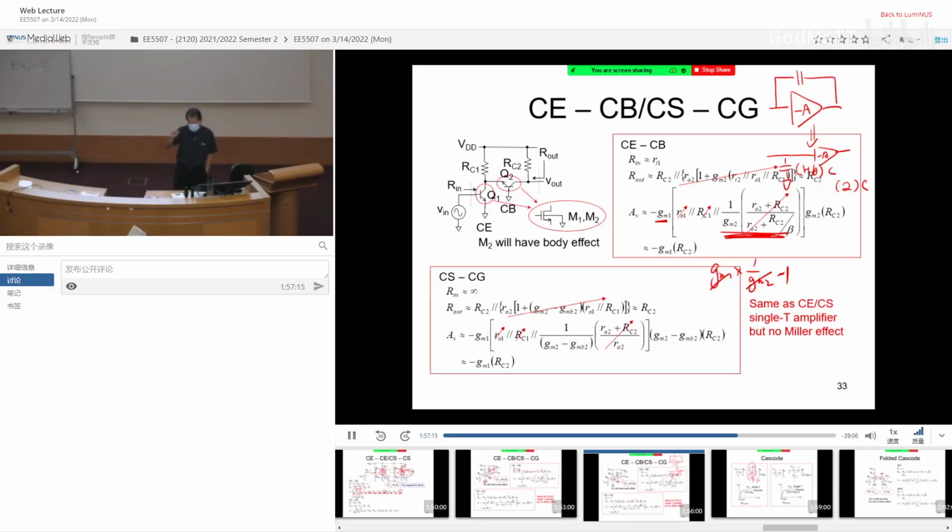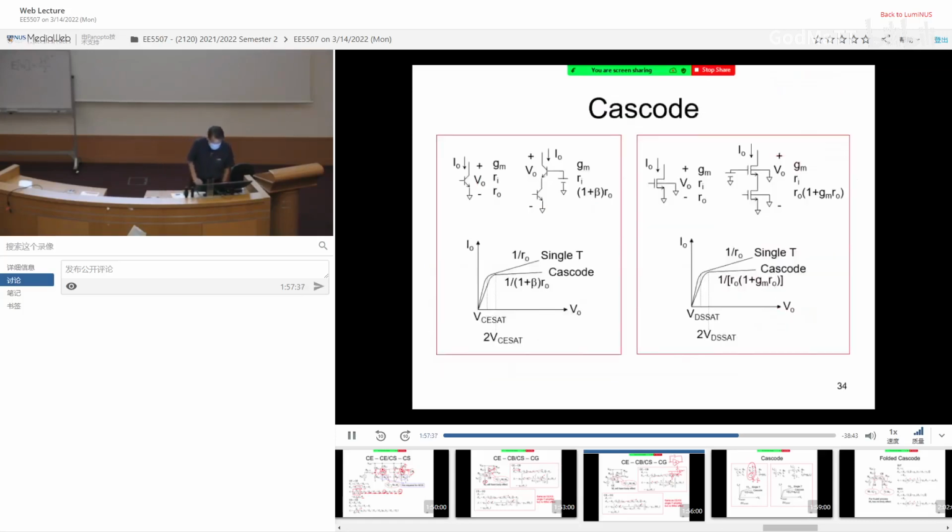It tries to make use of the small input resistance presented by common base and common gate, to make the first stage have small gain. Because the first stage has small gain, the Miller effect is not being amplified. That is the beauty. And in fact, this can be easily generalized into the so-called cascode.